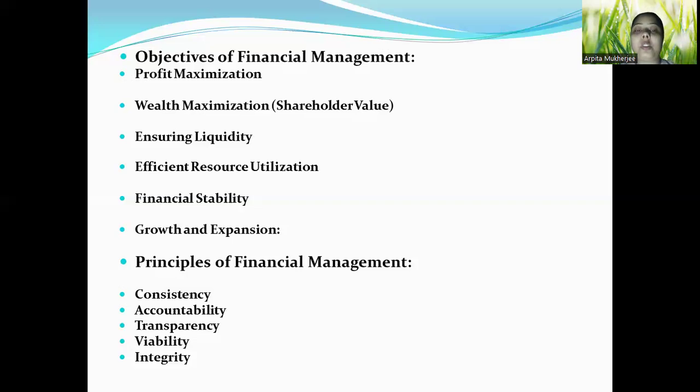There are different principles of financial management, such as consistency, accountability, transparency, viability, integrity, etc. Consistency is about applying financial policies uniformly over time. Accountability is the responsible use of financial resources. Transparency is providing clear financial reports for the stakeholders. Viability is ensuring decisions are sustainable and feasible. And integrity is adherence to ethical financial practices.